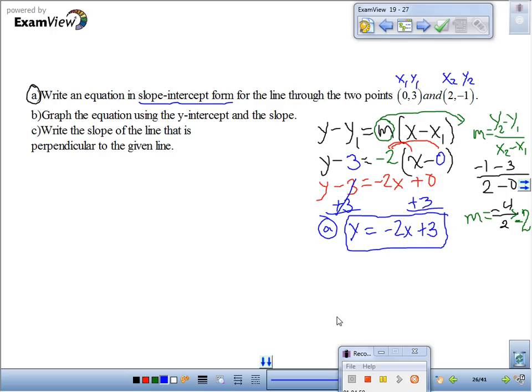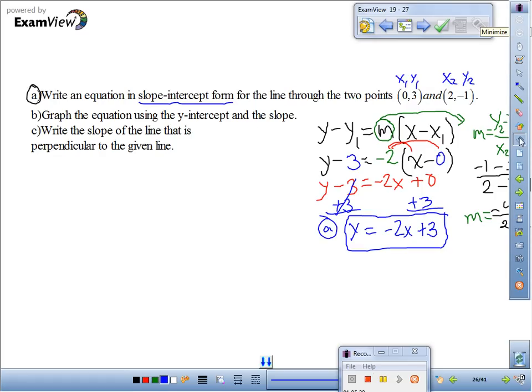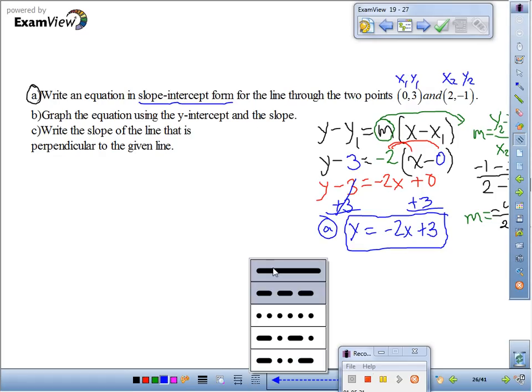However, what did we do to get the slope-intercept form? We had to write the point-slope form because they were giving us 2 points, and we needed to use at least one of them. What else did we need? The slope. How do we get the slope? By using the 2 points in our formula right there. So we're done with that. Part B says, graph the equation using the y-intercept and the slope. So let's graph that. I'm going to get my coordinate plane.